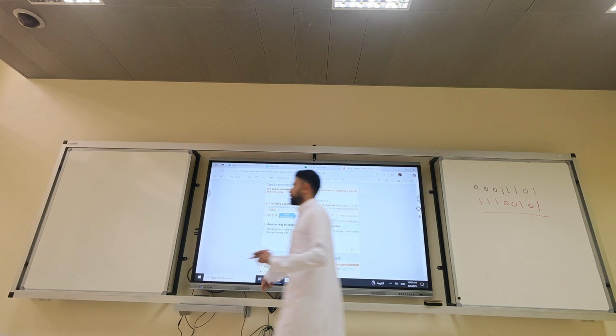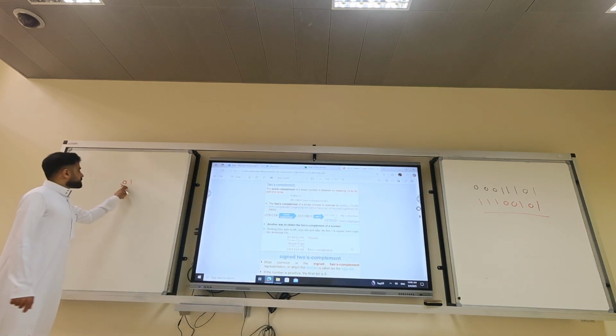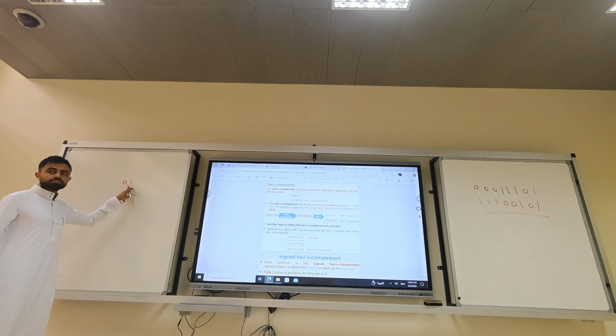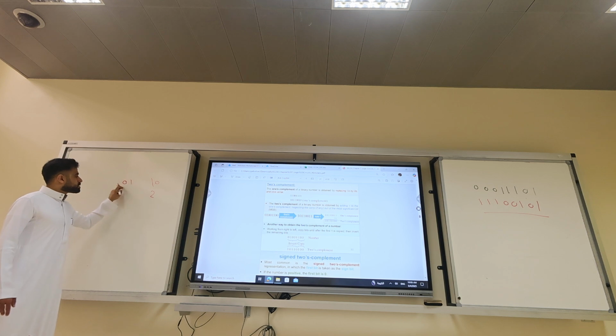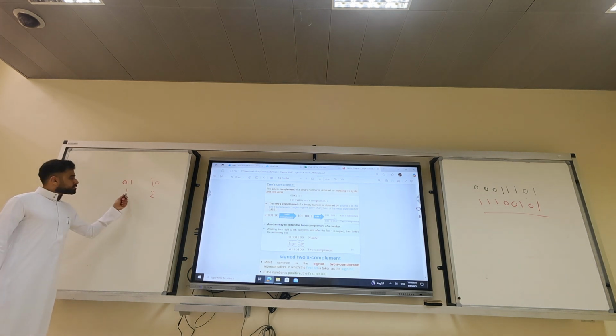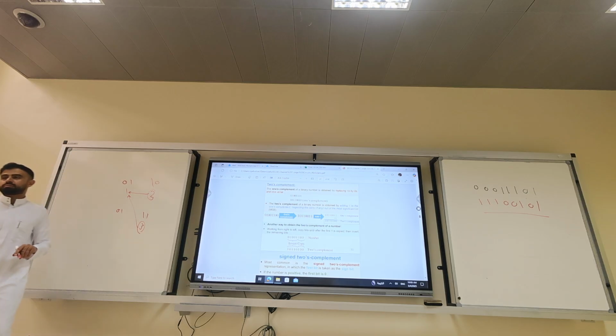Okay, what is the 1's complement of 0 1? Regular 1's complement: 1 0. What is 1 0? 2. What is 0 1? 1. What is the 2's complement for 0 1? 1. So 3 is the 2's complement for the 1, and 2 is the 1's complement for the 1. But don't look at it that way. Look at it that I need the 2's complement to do the subtraction.